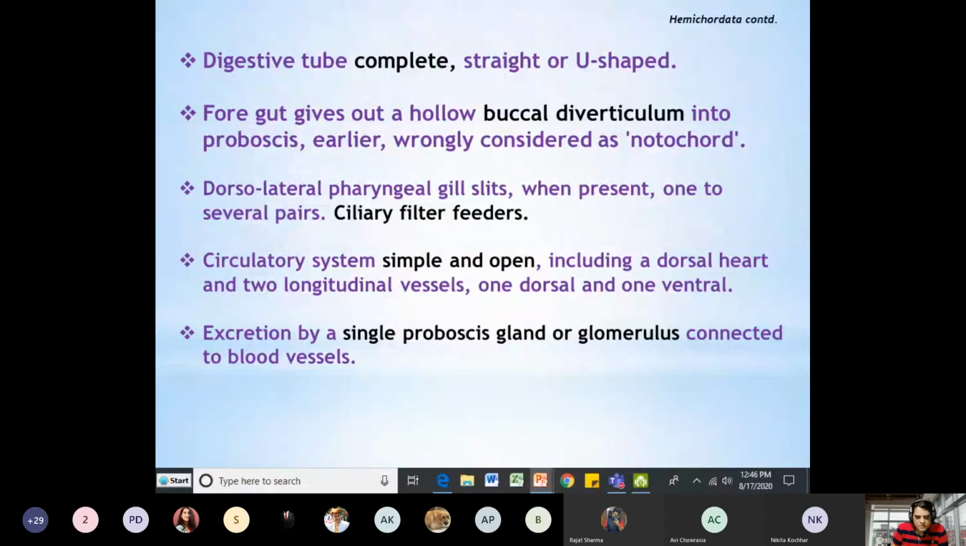Their circulatory system is simple or open, including a dorsal heart and two longitudinal vessels, one dorsal and one ventral. Then excretion is performed by the proboscis gland or glomerulus, which is connected with the blood vessels.